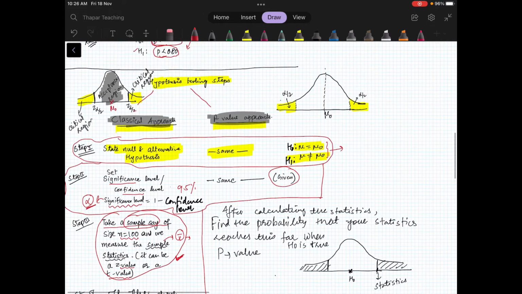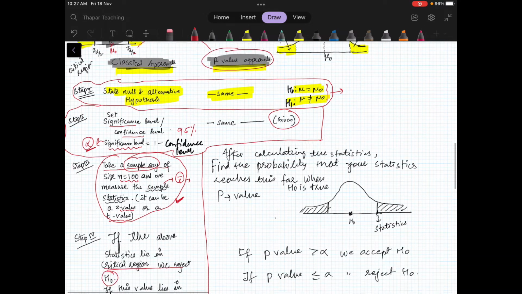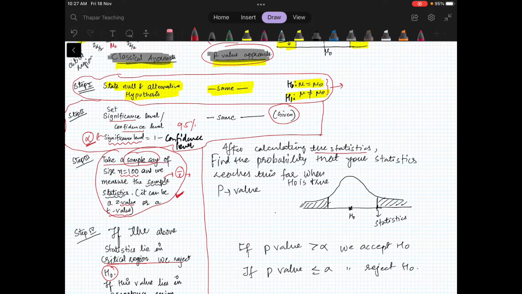And for the p-value approach, after calculating the statistic, suppose your statistic is here, then you find the probability that your statistic reaches this far. Your assumption was that mu should be here, but this is what you get. So if you assume h naught is true, what is the probability that you can reach this far? Basically you find the probability of this tail and this tail, like you are this far away from the mean. That is called the p-value.